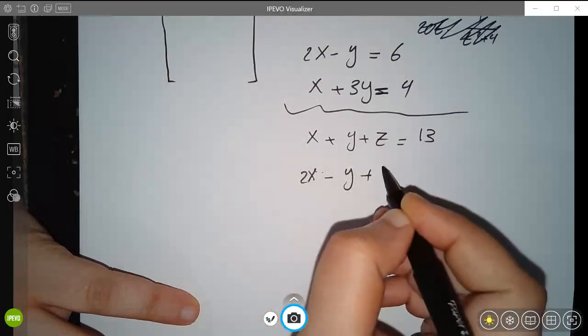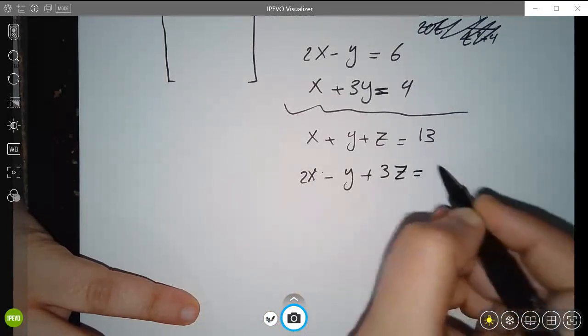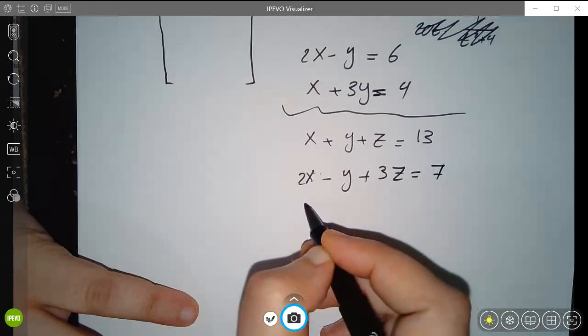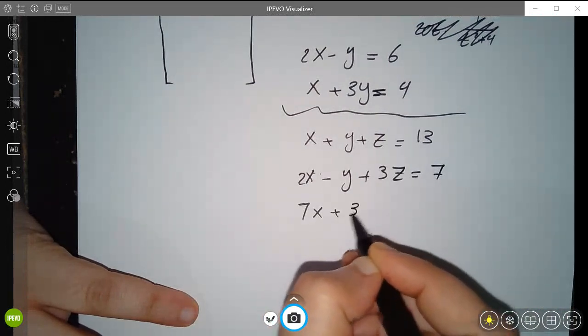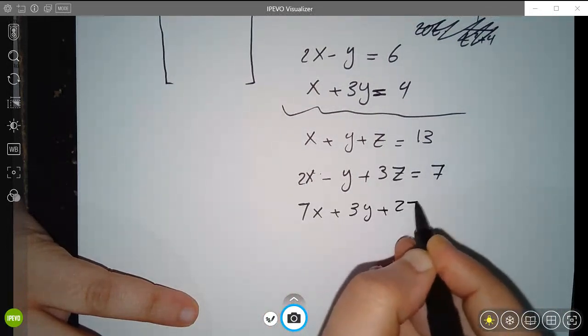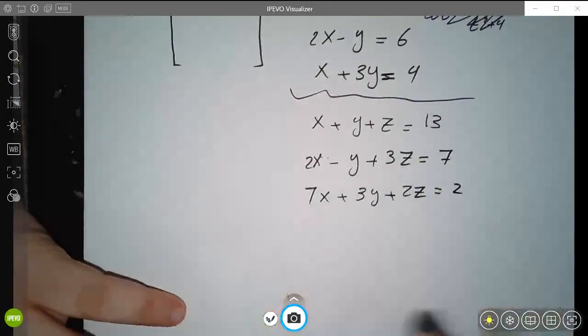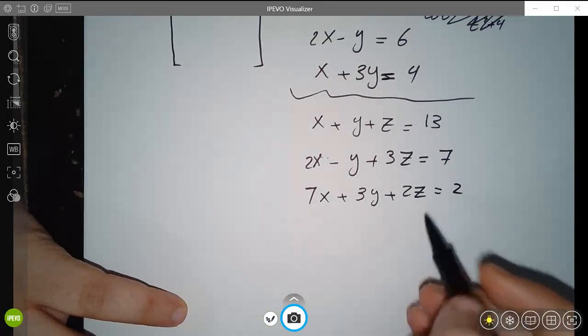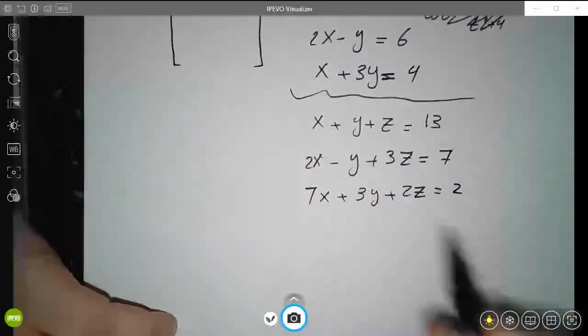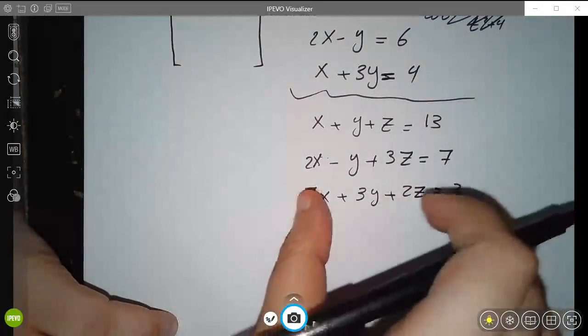I'm just writing something randomly, whatever that is, which doesn't make sense. But anyway, so this is another system of equations, and this one you have 3.